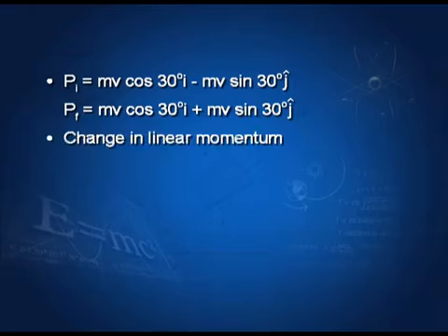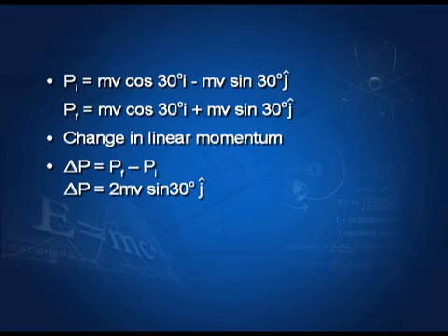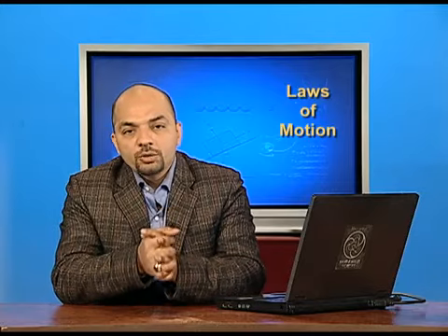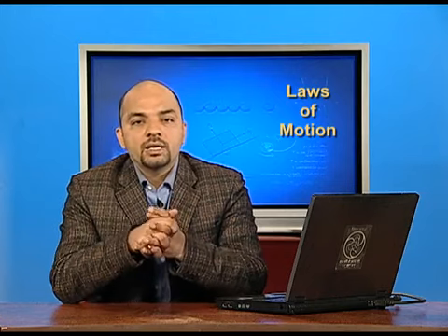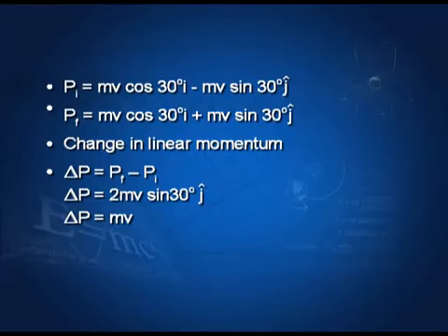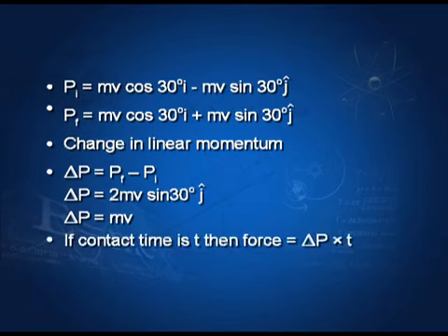So, the change in linear momentum delta p equals p final minus p initial. So, delta p equals 2 mv sin 30 along j. Substituting the value of sin 30, we get delta p equals m into v. Now, if the contact time is delta t, then force equals delta p upon delta t. So, F equals mv upon t.